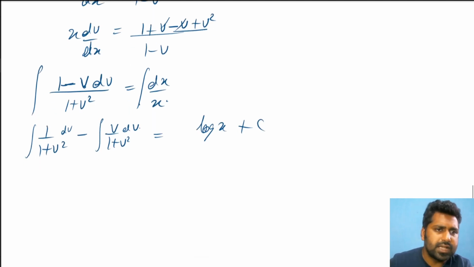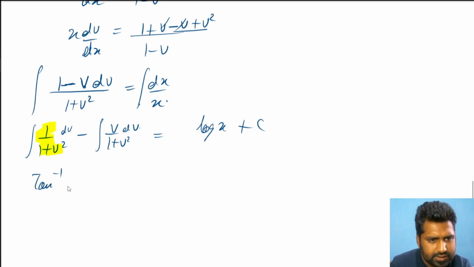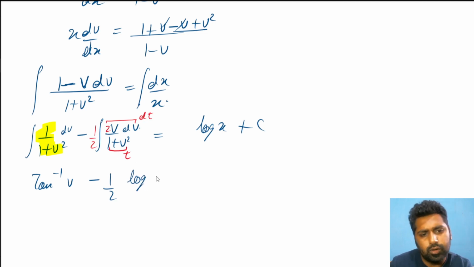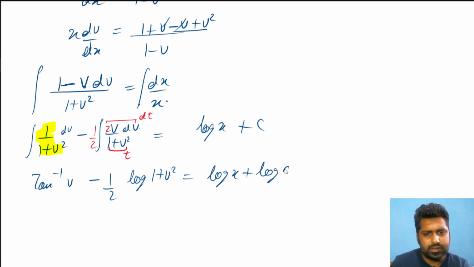Why I'm doing this? Because I know this is a standard result. What is that? Tan inverse v by 1. 1 upon 1 plus x square integration is tan inverse x. So this is tan inverse v minus. For this I'll use the substitution. If I take denominator as t, multiply this by 2 and 2, this is dt. So that's 1 by 2 log mod t, t is 1 plus v square, so 1 plus v square, is equal to log x plus log c, or c as such.